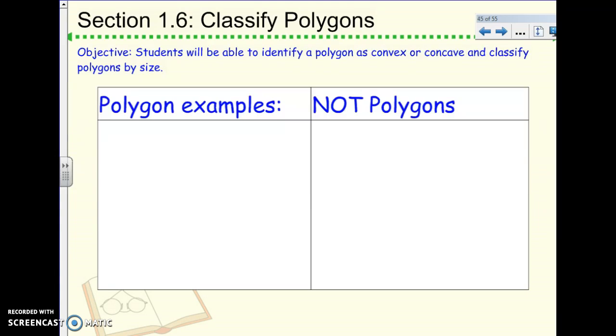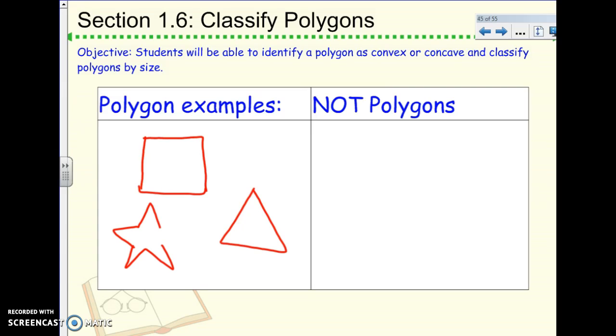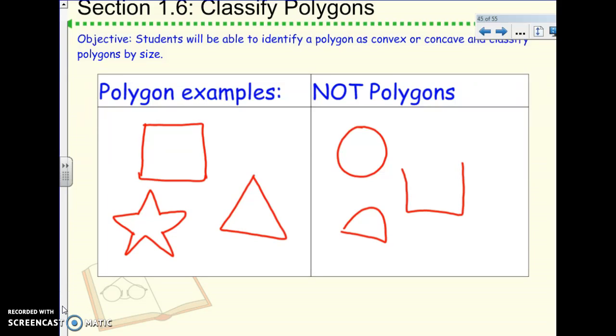So before I write down a formal definition, just know that some polygon examples might be our lovely square that we know and love, maybe a triangle, maybe something that looks something like a star. Hopefully that's what I can draw. But things that are not polygons are going to be your trusty circle, and then maybe something that looks like that, or even a semicircle. So maybe just based on those things, you're coming up with an idea about what a good definition for a polygon might be. And that's what we're going to talk about today.